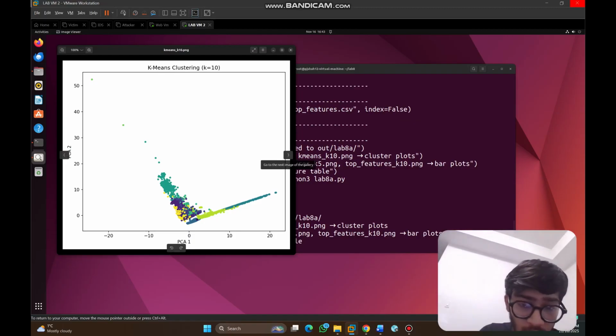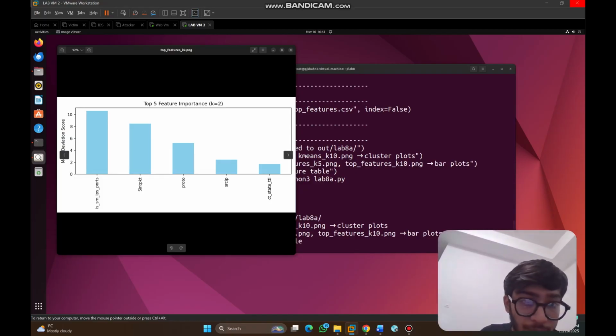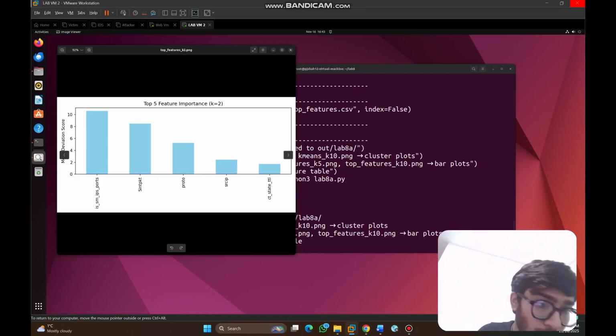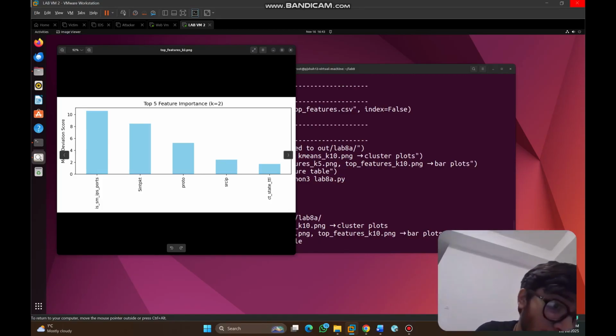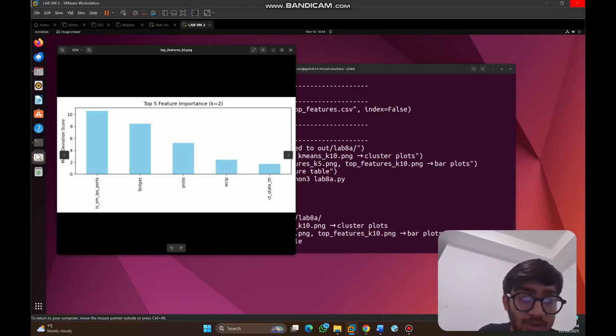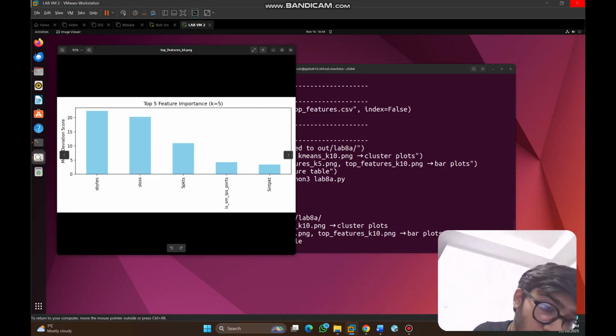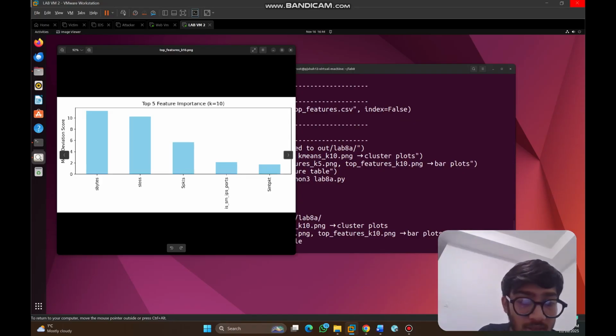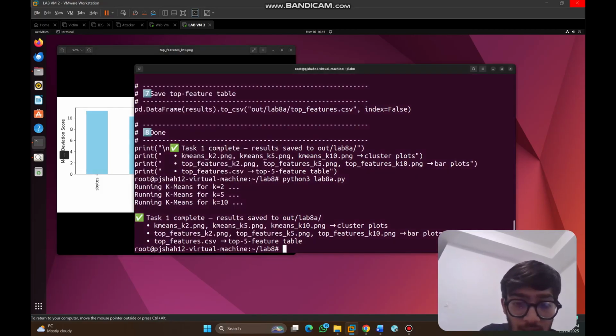Then for the next, I'm gonna show you my top features which I got from the CSV. For k equal to 2, the top 5 features are ismn_ip_port, which scores around 10, then syn TCP packets, then proto, then srcip, and ct_state_ttl. These are the top 5 features for k=2, respectively. Similarly, sbytes, sloss are among the top features for k equal to 5, and these are the top 5 important features for k equal to 10 over here.